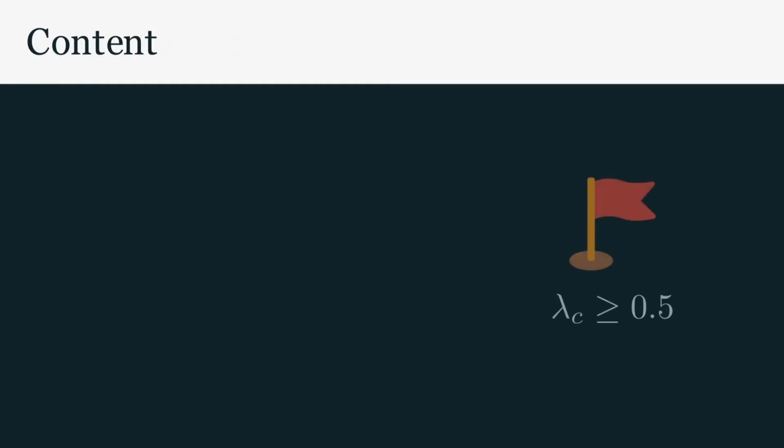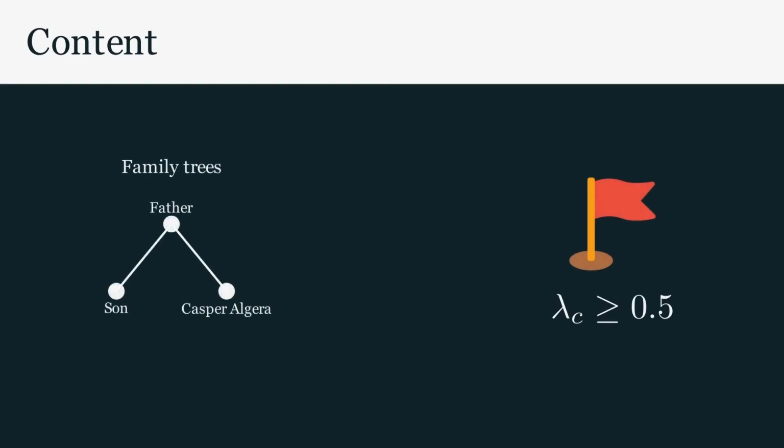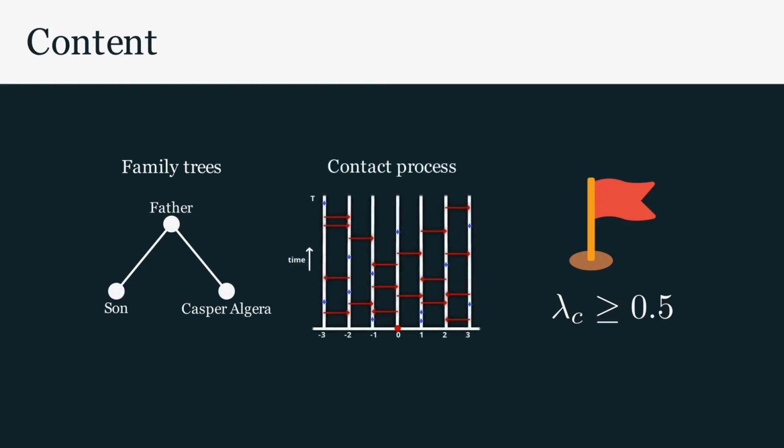The goal of this video will be to show that the critical value is greater than 1/2. To do so, we will look at something seemingly unrelated, namely family trees, which randomly generate. And then we will go into more detail with the contact process to finally connect these two to get to our goal.